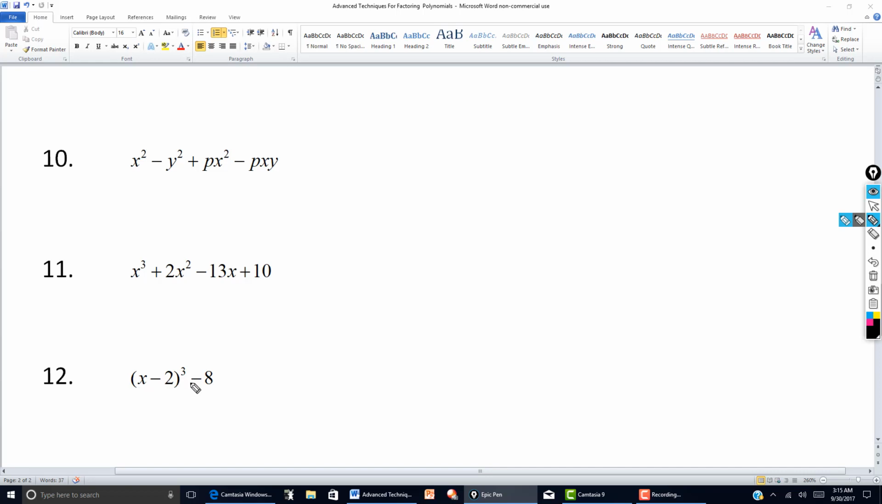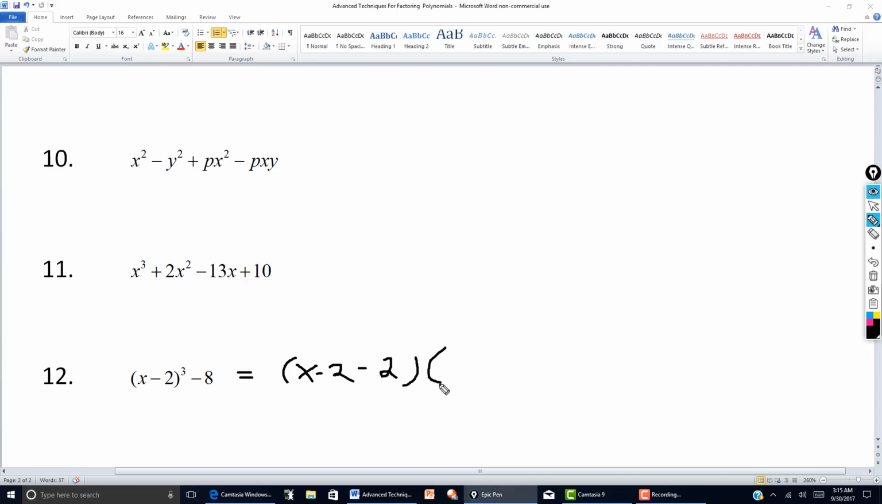Okay, so here again I have a difference of two terms. You can treat this as just a binomial, a difference of cubes. Using the formula for the difference of cubes, the first factor is going to be the difference of the cube roots. The cube root of (x minus 2) cubed is x minus 2. The cube root of 8 is 2. So this would be x minus 2 minus 2.